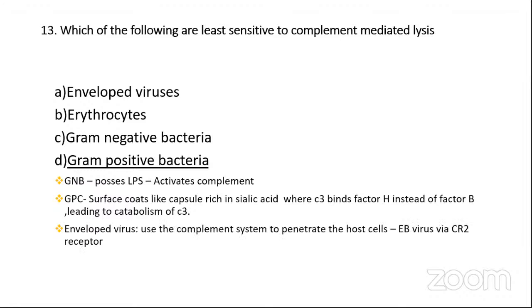Is it clear? The same way, certain enveloped viruses, for example Epstein-Barr virus, have a complement receptor 2. This complement receptor 2 enhances the attachment of the complement to the cell, which leads to lysis of the cell. So it is the gram-positive bacteria which are least sensitive to complement mediated lysis, but all the others are usually susceptible to complement mediated lysis.